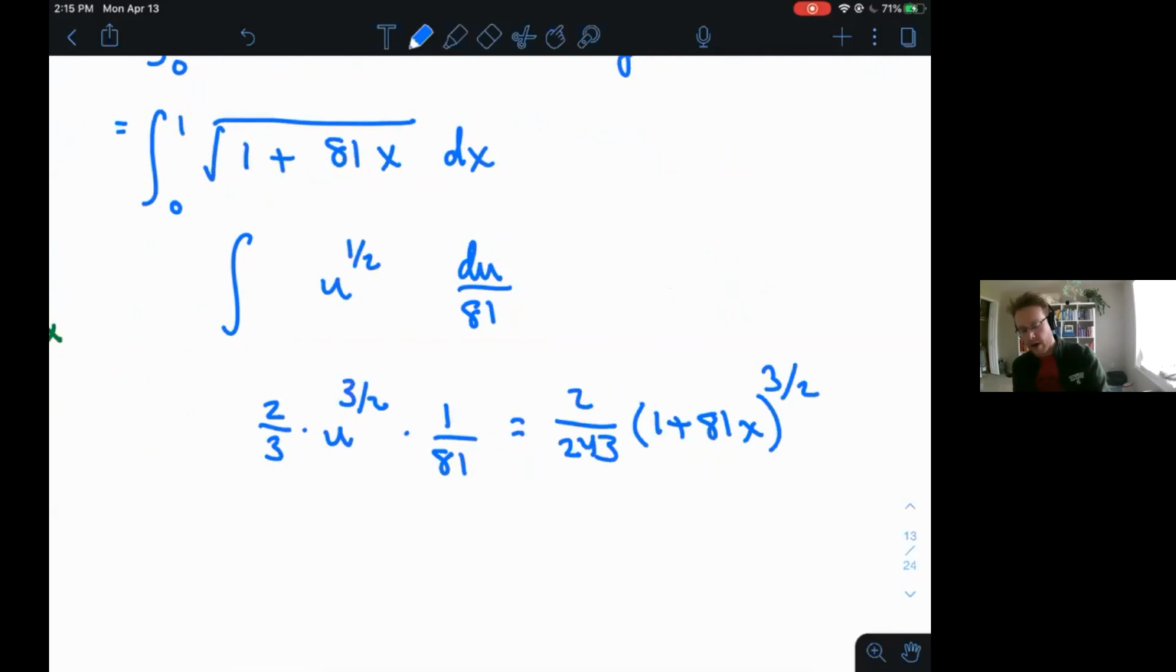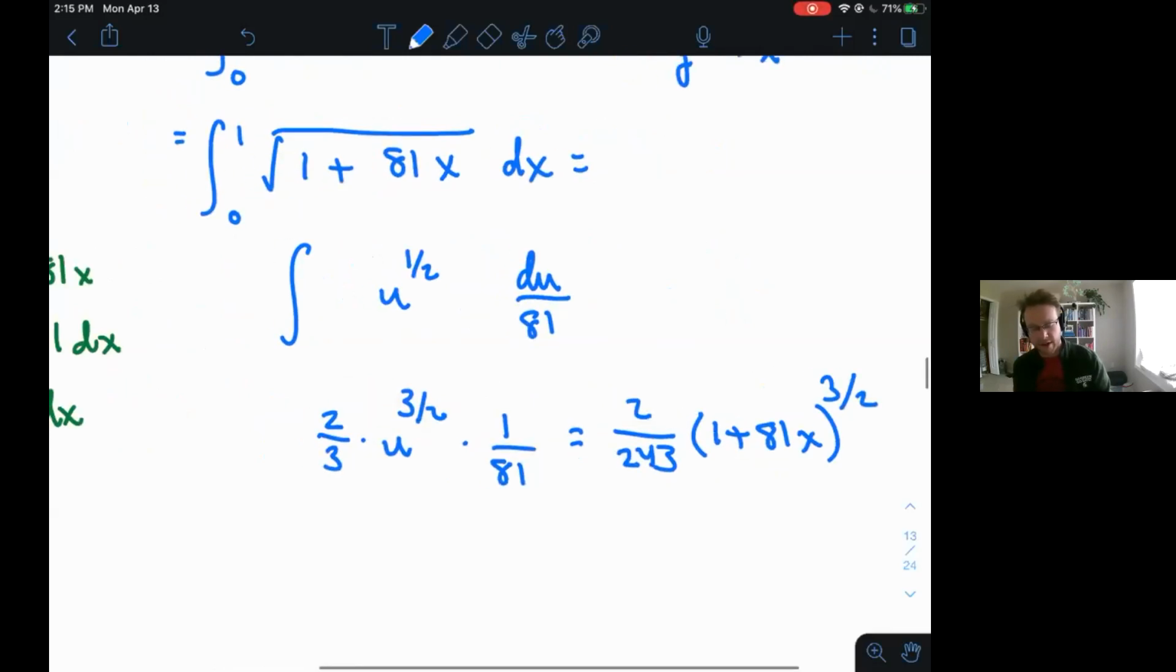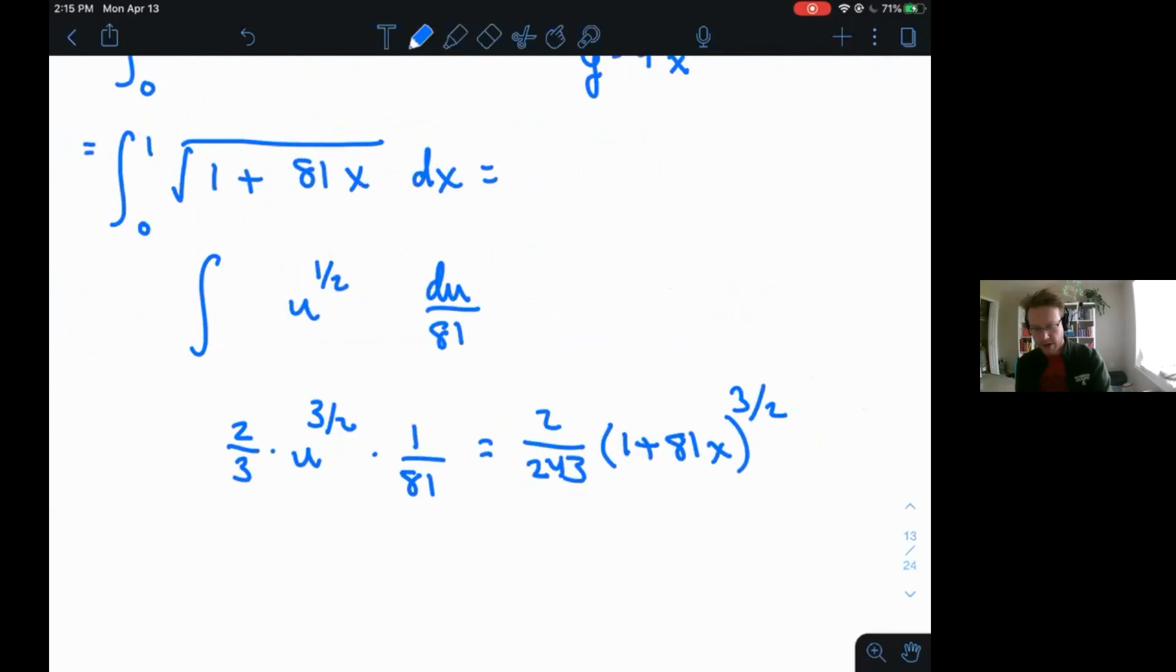So now we need to go ahead and plug in our specific bounds, 0 to 1. You have to be careful with plugging in 0, but I should plug in 1 first, and then I'll get to that. So if I plug in 1, we're going to have 2 over 243 times 1 plus 81, which is 82, raised to the 3/2 power, minus, and then this is what I was getting to.